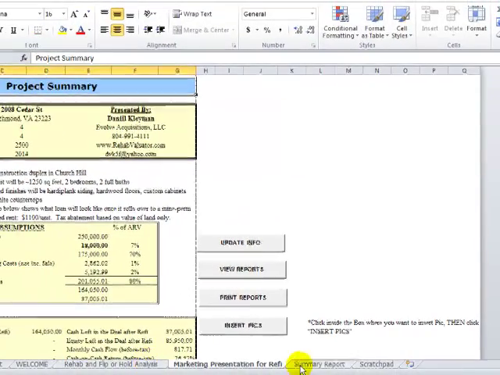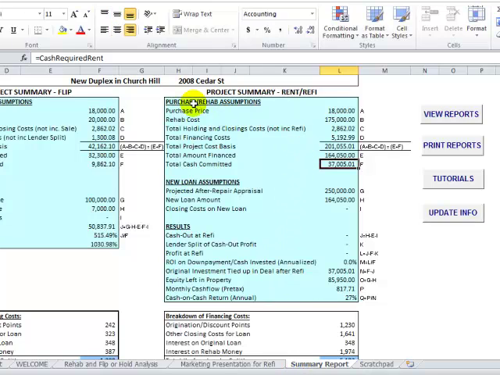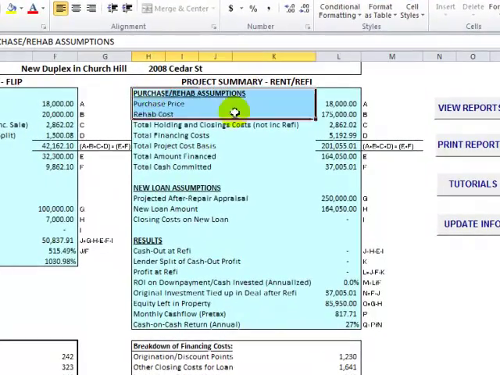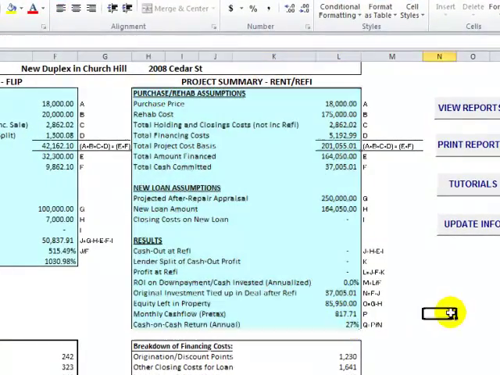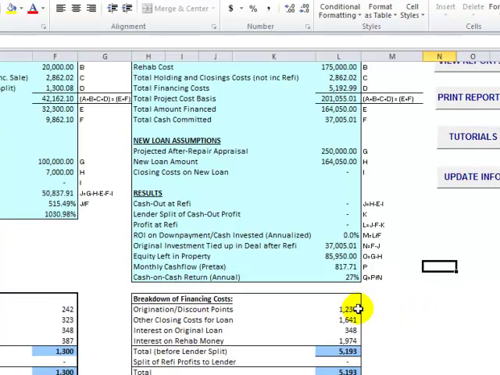The other report I always like to look at is my summary report. And this is something that's available in the free version of the software. This will break down the entire deal step by step for you. And actually, this will also show me exactly what my financing costs will be and how my financing costs are broken down. This is very important.